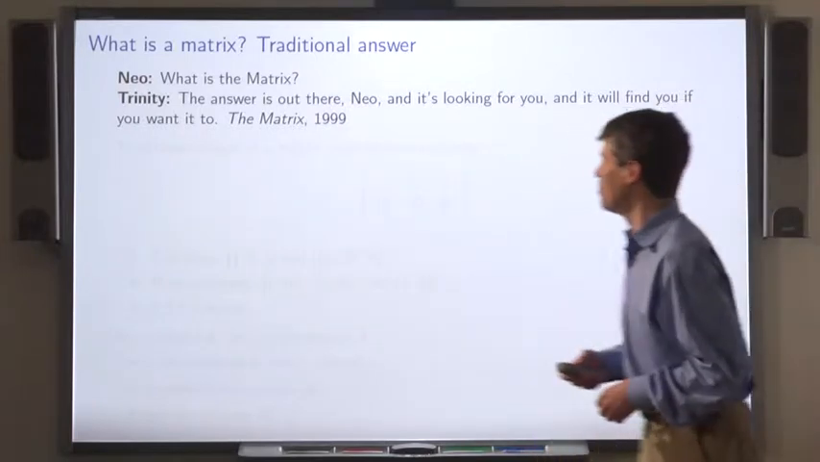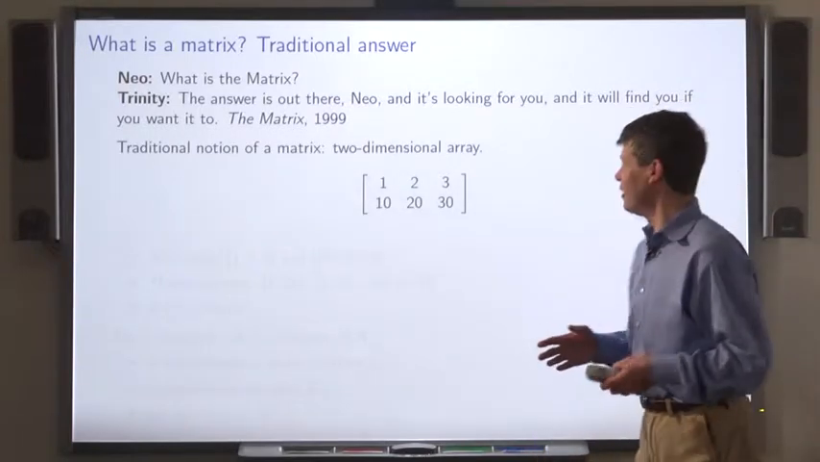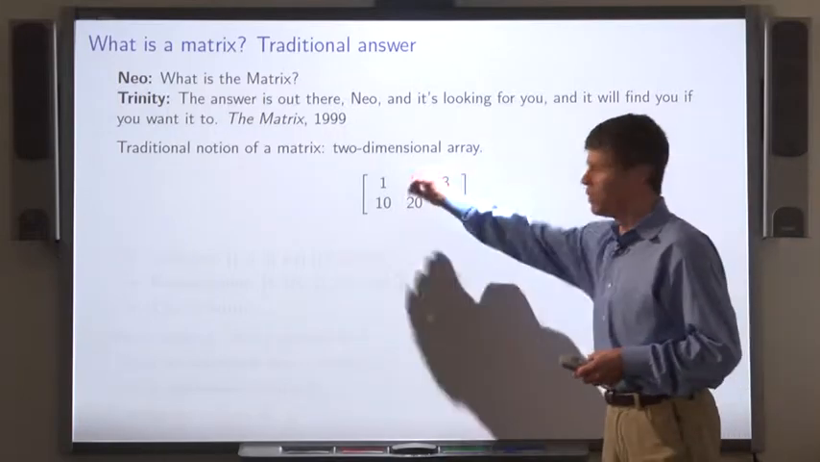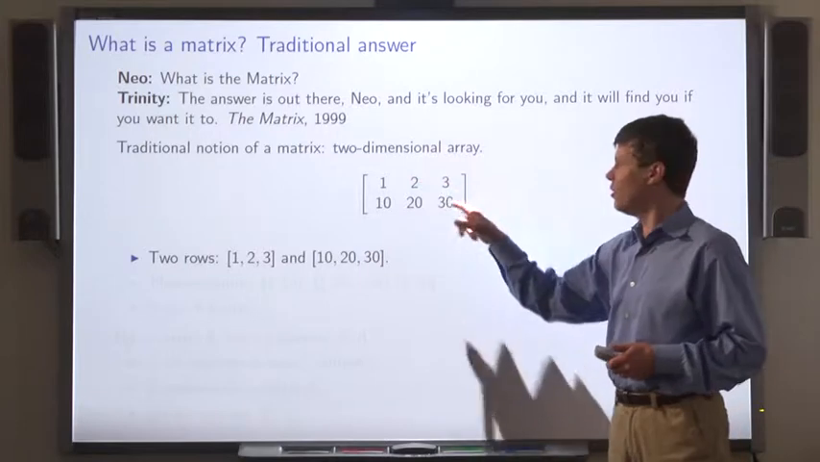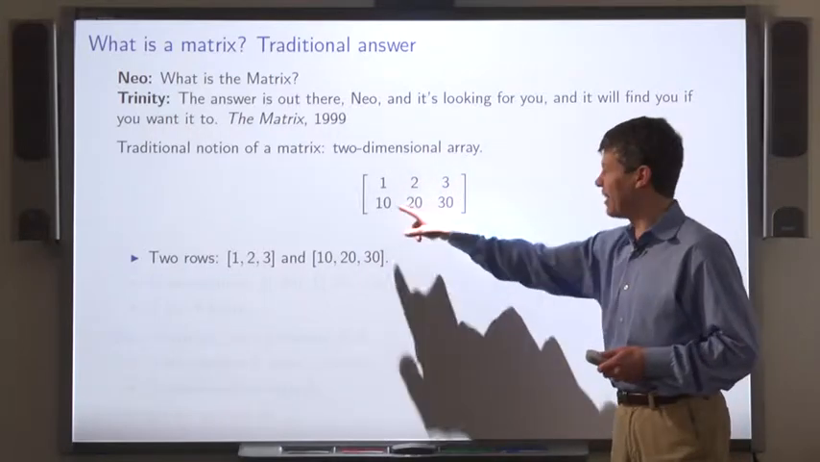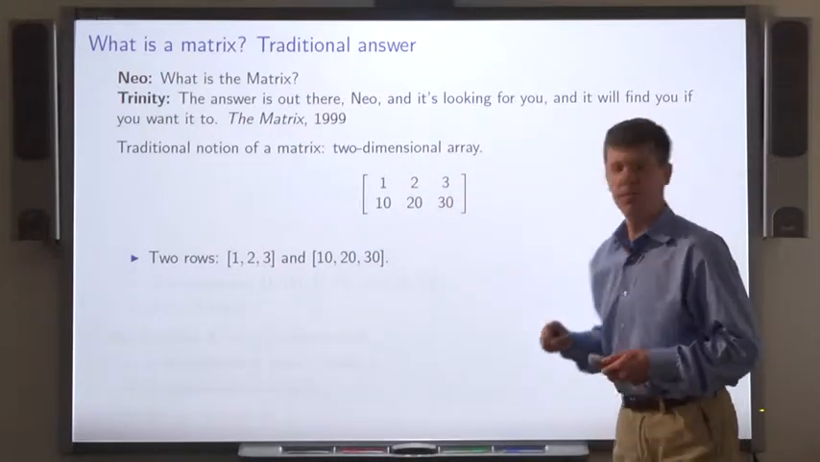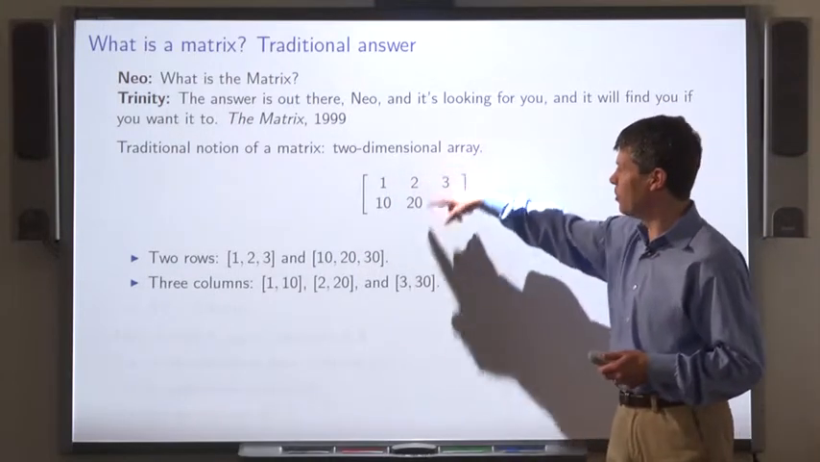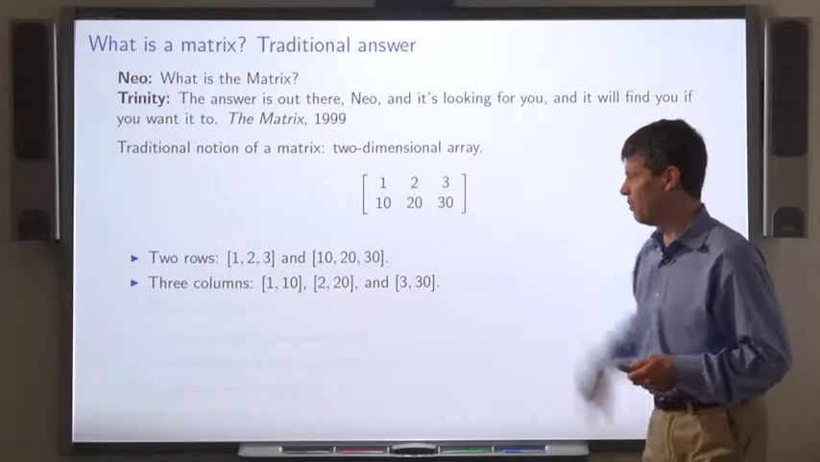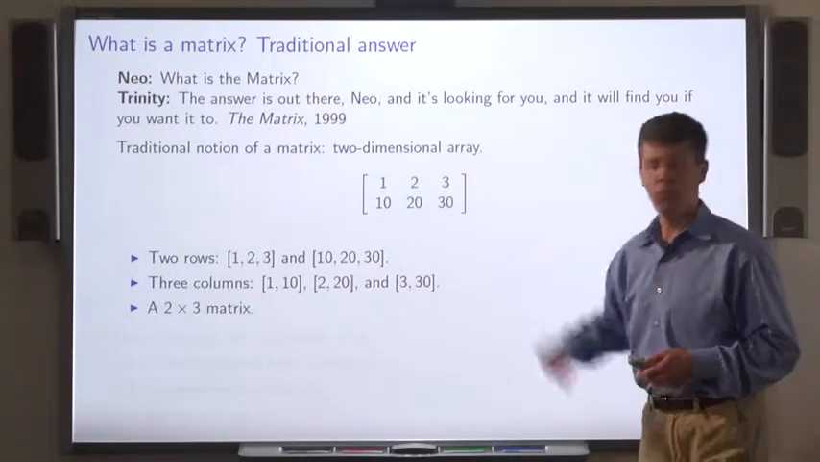What is a matrix? The traditional notion of a matrix is a two-dimensional array with numbers in it, like this. This has two rows. The first row is 1, 2, 3, and the second row is 10, 20, 30. It also has columns. So the first column is 1, 10, the second column is 2, 20, the third column is 3, 30. We call this a 2 by 3 matrix.